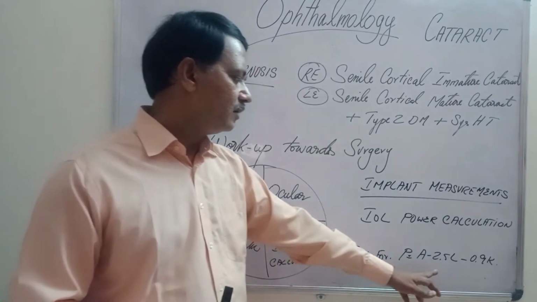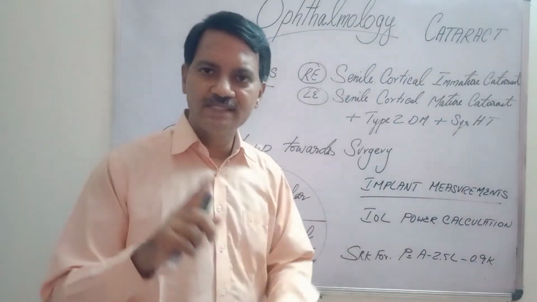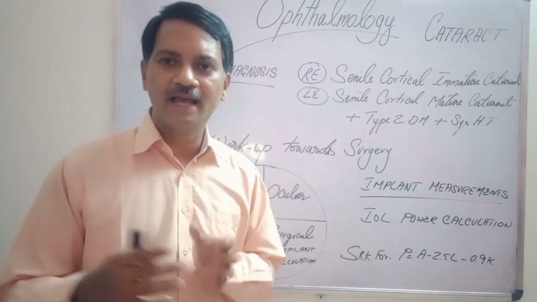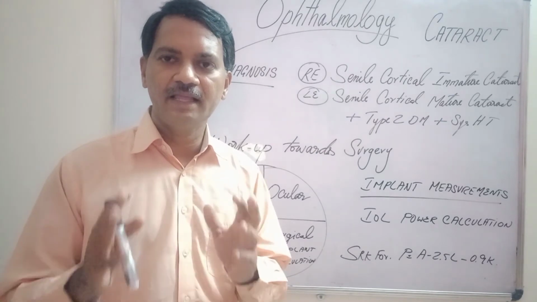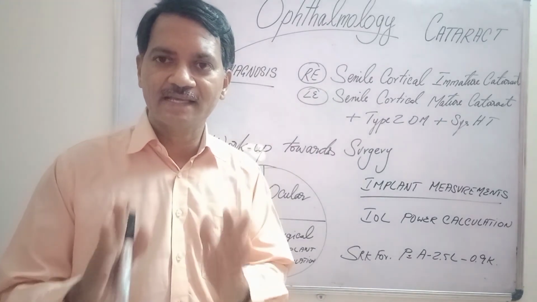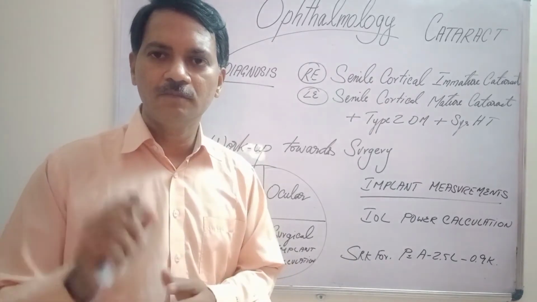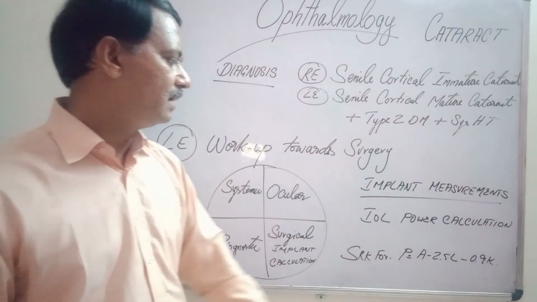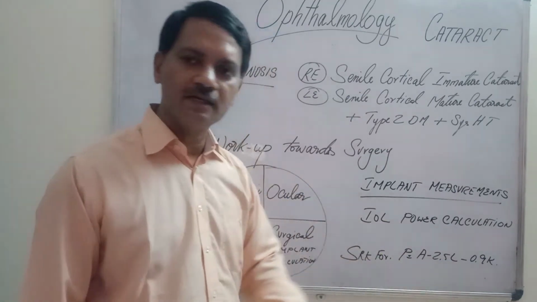Next is 2.5L. What is this L? L stands for axial length. The axial length of the eyeball should be measured using a scan. So by measuring that axial length, we have to put that value here.